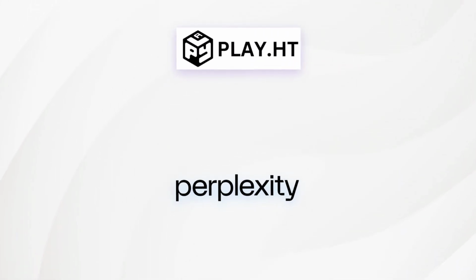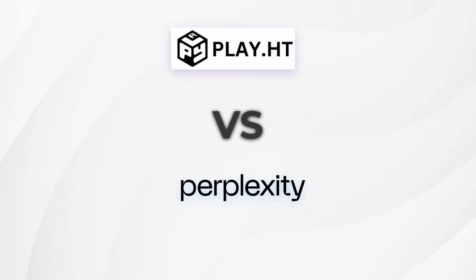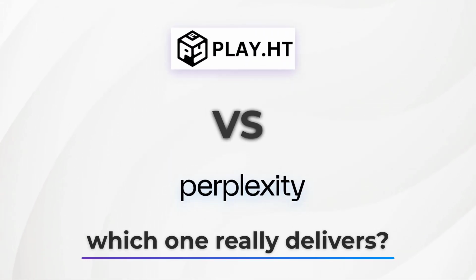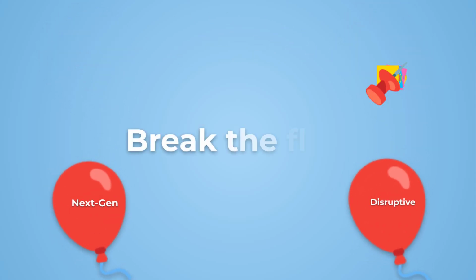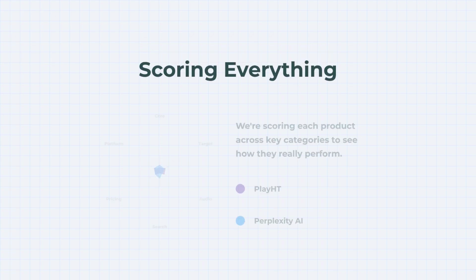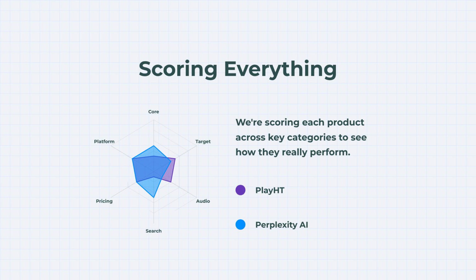Two cutting-edge AI tools, each redefining productivity. But which one really delivers? On the left, PlayHT, empowering creators with lifelike AI voices. And on the right, Perplexity AI, the conversational answer engine for deep research. Let's skip the buzzwords and get to the real stuff. Each category earns points, and at the end, you'll see exactly who comes out on top. The result might surprise you in 2025.